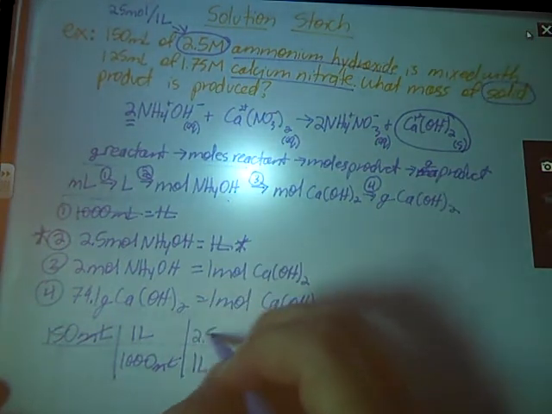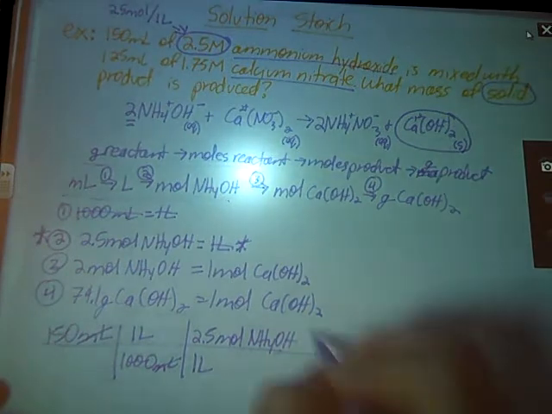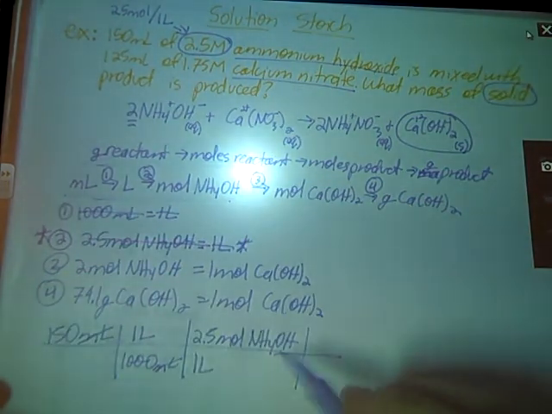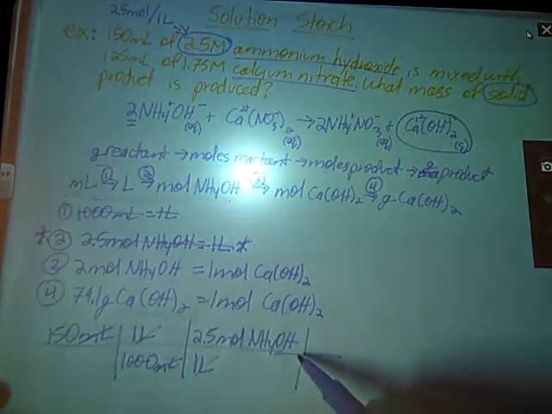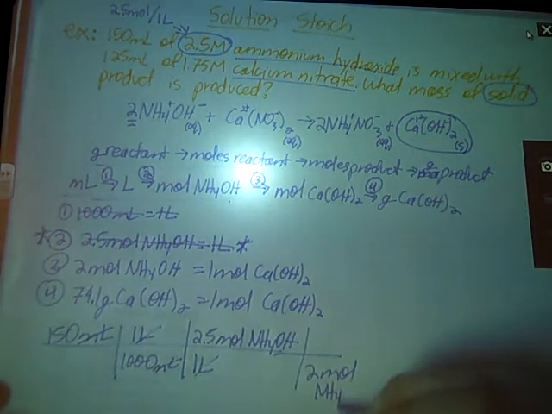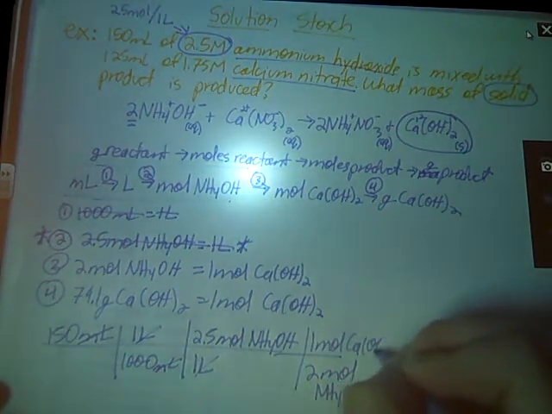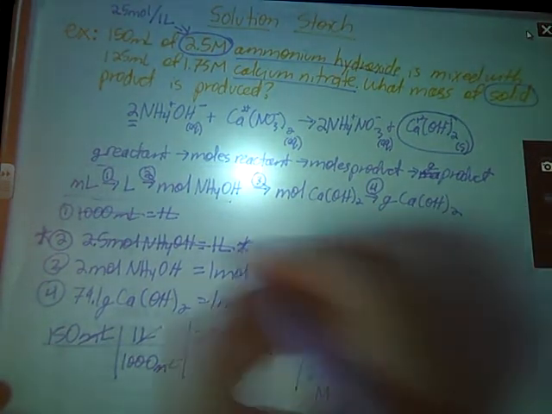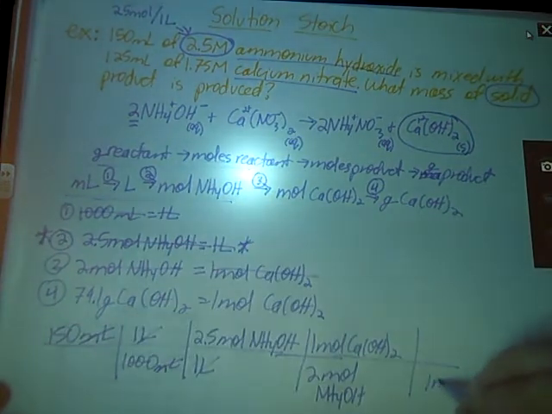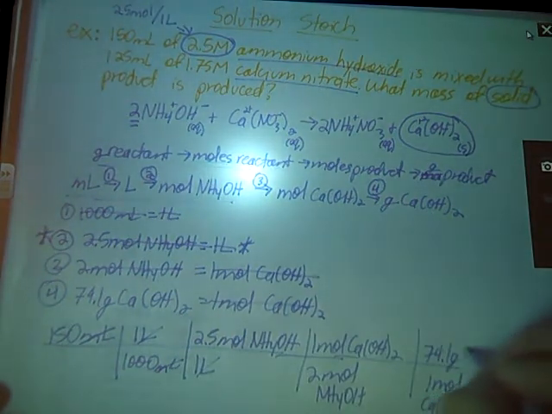Our 2.5 moles of ammonium hydroxide goes on top. Next, we want moles of ammonium hydroxide to cancel. There they are, 2 moles ammonium hydroxide, 1 mole calcium hydroxide. 1 mole calcium hydroxide, 74.1 grams of that same stuff.